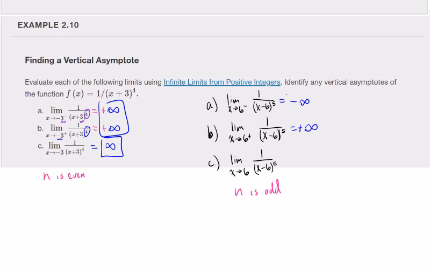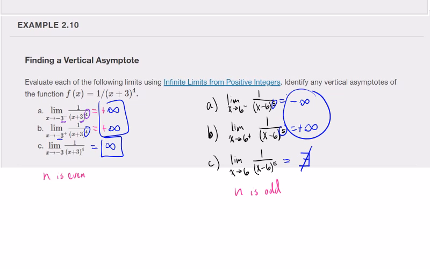And so that means this will result in positive infinity. All right. So when this is odd, if we approach from the left, we're going to get negative infinity. If we approach from the right, we're going to get positive infinity. And what that means is, since they're different, that this does not exist, right? The two-sided limit does not exist because it's going in different directions.